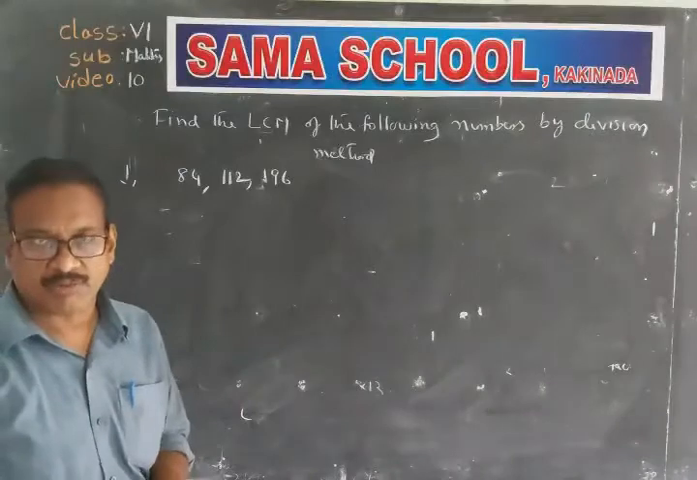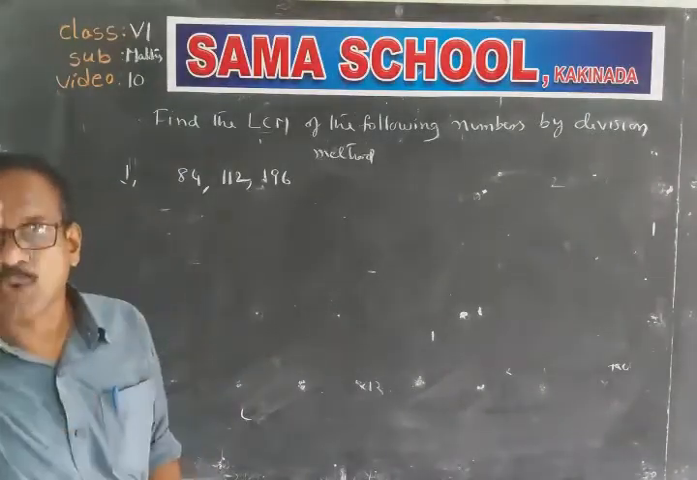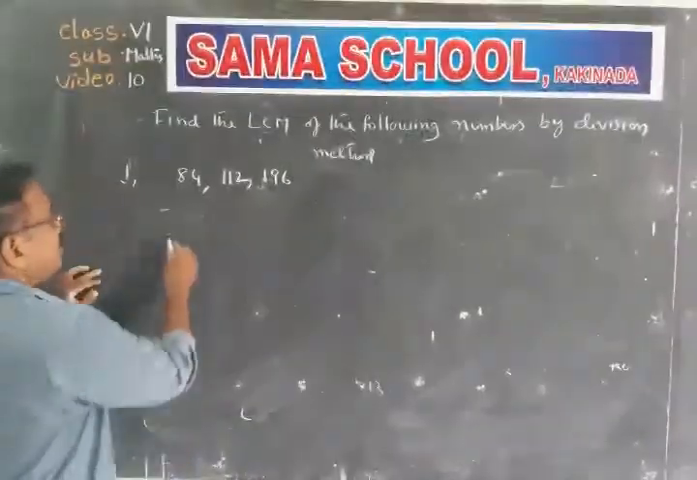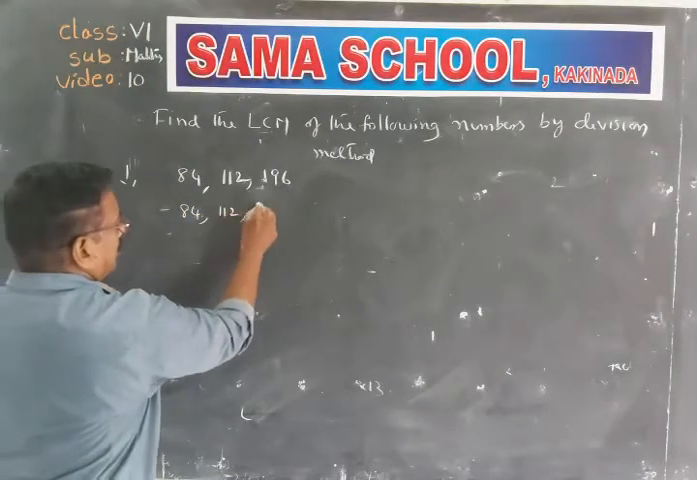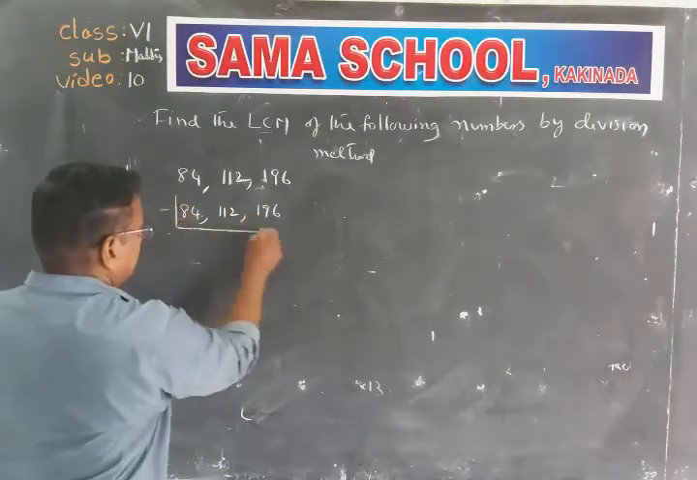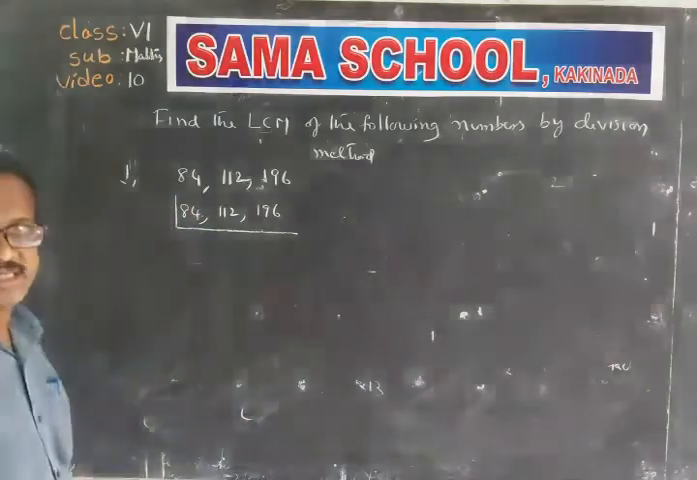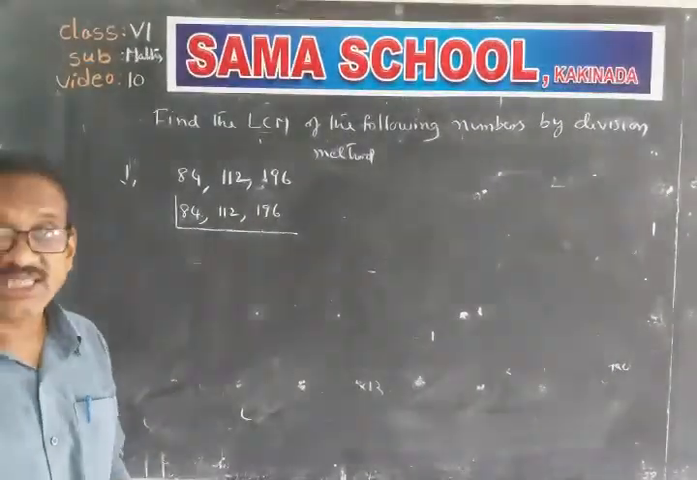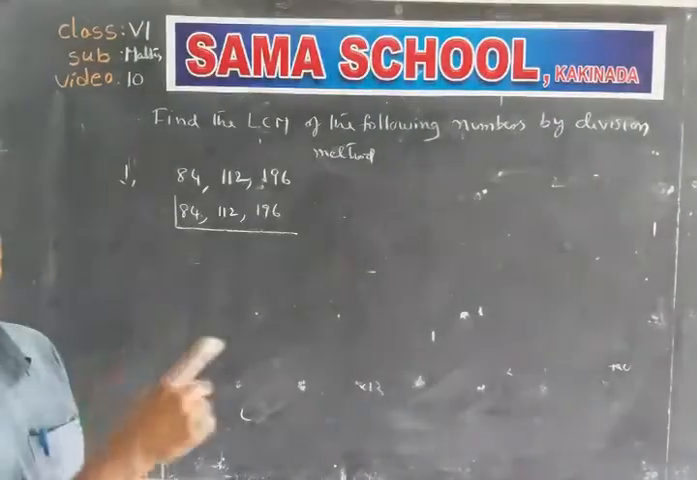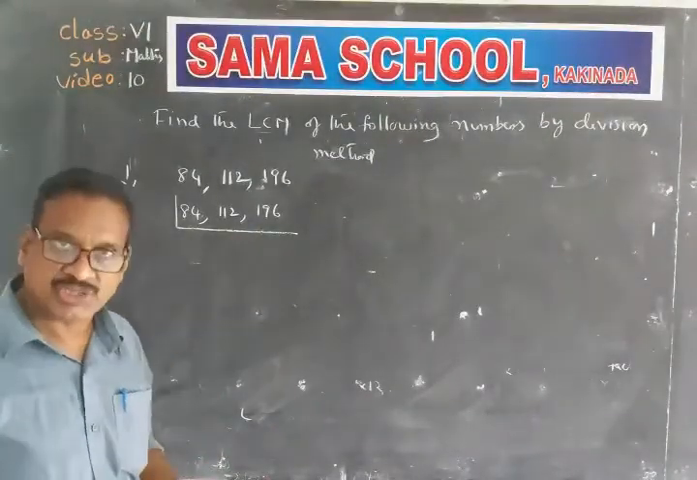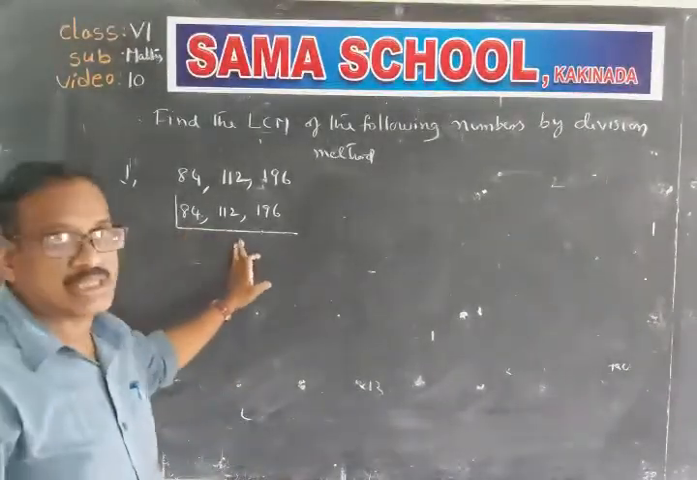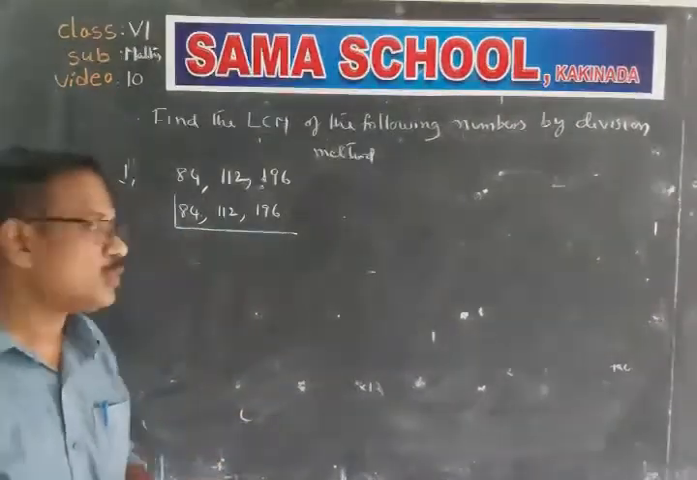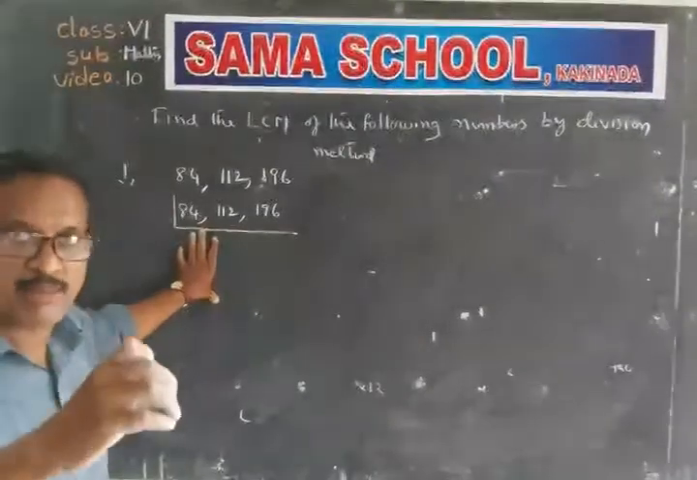How to use the division method? First you write the numbers in a row: 84, 112, 196. Then, in these three given numbers, what is the least prime number that divides them? Take the number that divides the three numbers. Suppose no number divides all three, then take a number that divides any two numbers.